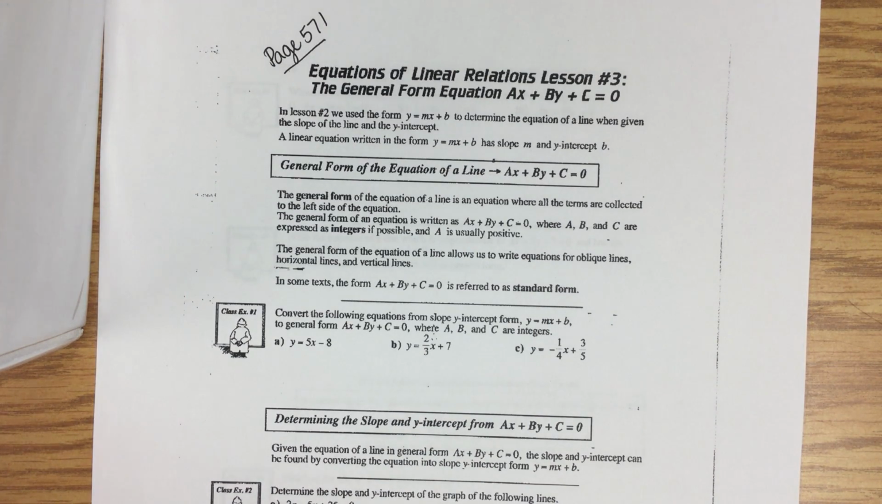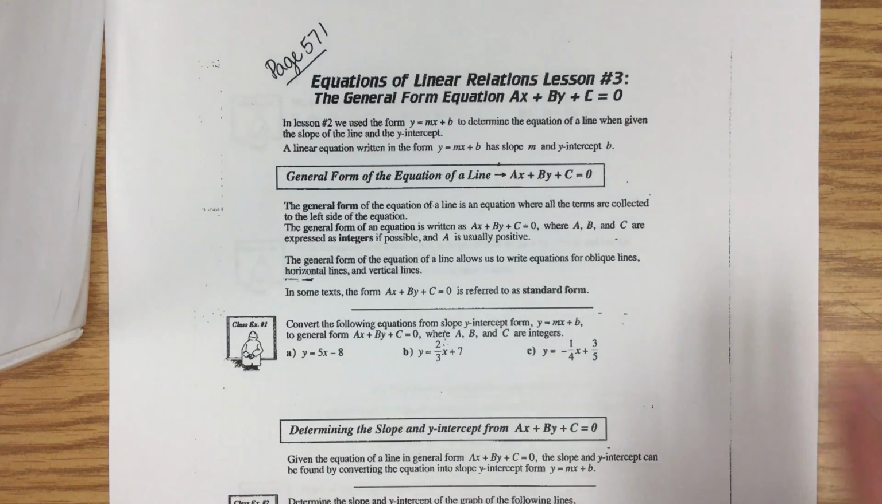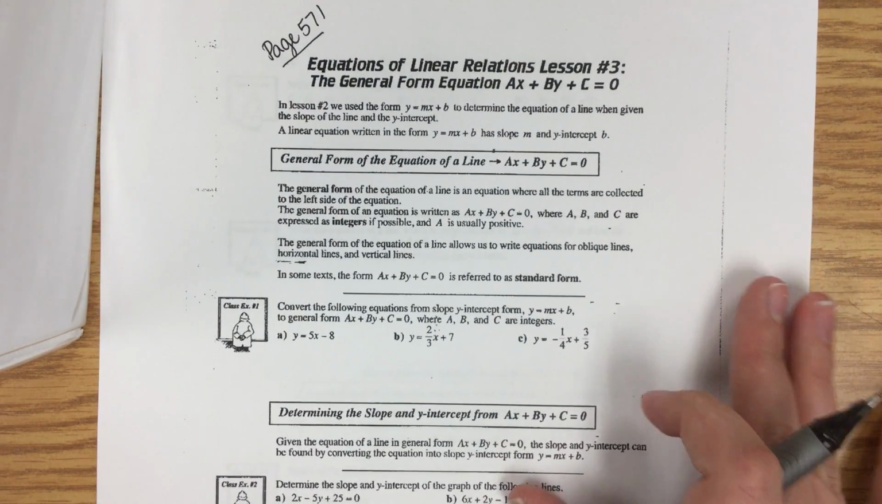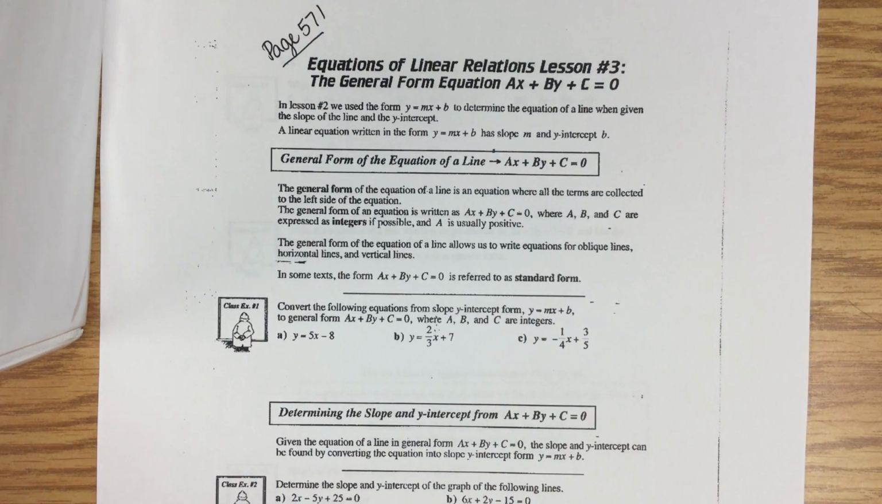I'm about to go through and record the video for the Equations of Linear Relations lesson number 3, the general form of the equation ax plus by plus c equals 0. This can be found on page 571. So take a second to flip there and get yourself organized. It looks kind of short, the lesson in general.